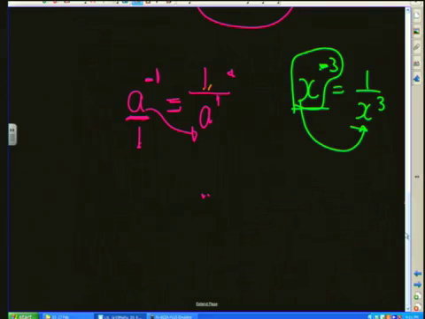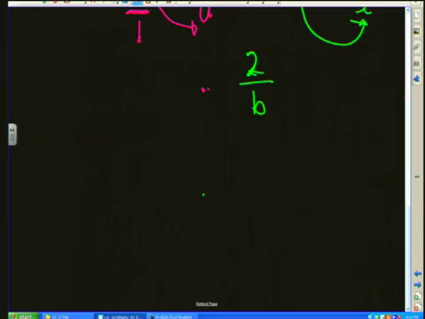Okay, just one more example on that negative power. In fact, let's make this slightly different. Say I have 2 over b, okay? And we are asked to write this 2 over b to the negative 2. Okay, let's make it a little bit more tricky. So we're asked to write this with a positive exponent.